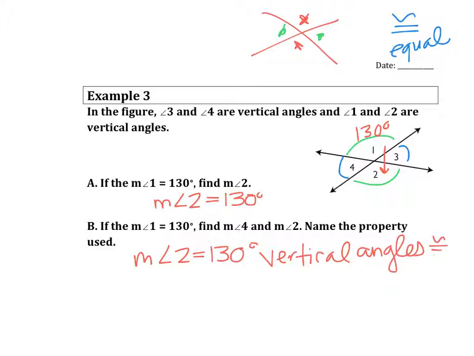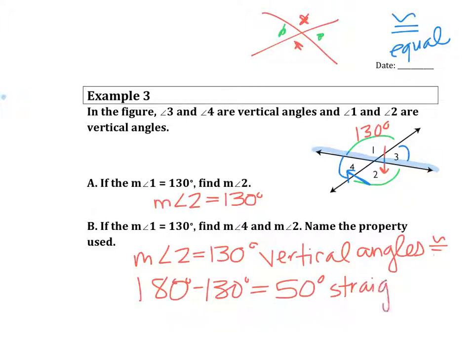And then secondly, it says, what about angle 4? Well, earlier I talked about things being supplementary. Supplementary if they're on a line together. 2 and 4 are on a line together, so that means they add up to be 180. So I would take 180 minus the 130, and that's going to get me the measure of 4, which is going to be 50 degrees. And then we have to say why, because it says name the property used. And we'd say they are straight angles that are supplementary. And supplementary means they have to add to 180 degrees.